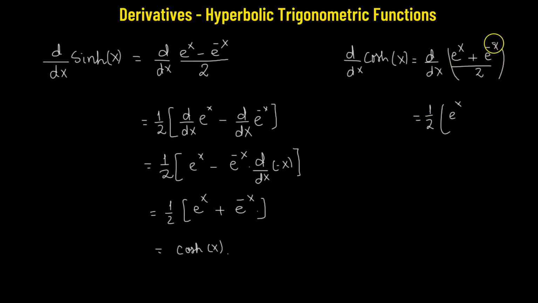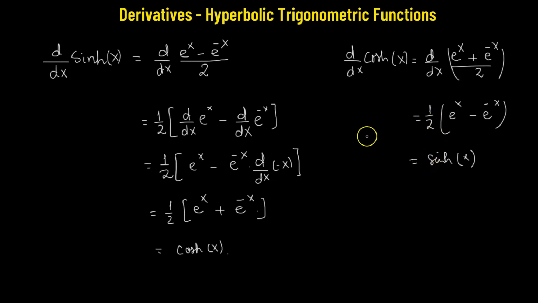Then we have e raised to the power of negative x, so its differentiation will be negative e raised to the power of negative x. Then this is the sine hyperbolic function. So here we have obtained that the derivative of the cosine hyperbolic function gives us the sine hyperbolic function, but there will be no negative sign in front. It will be simply a positive value.